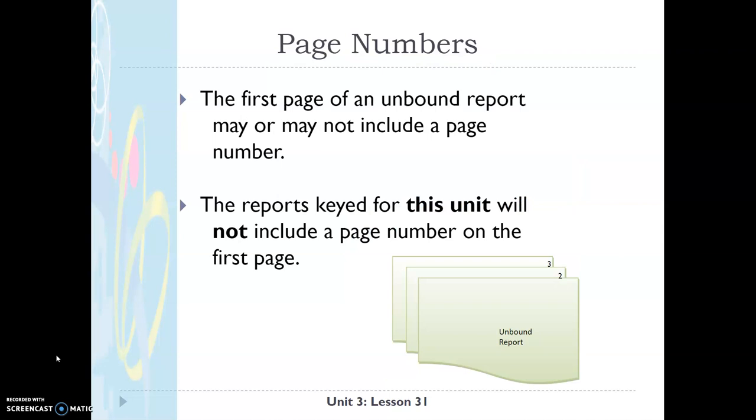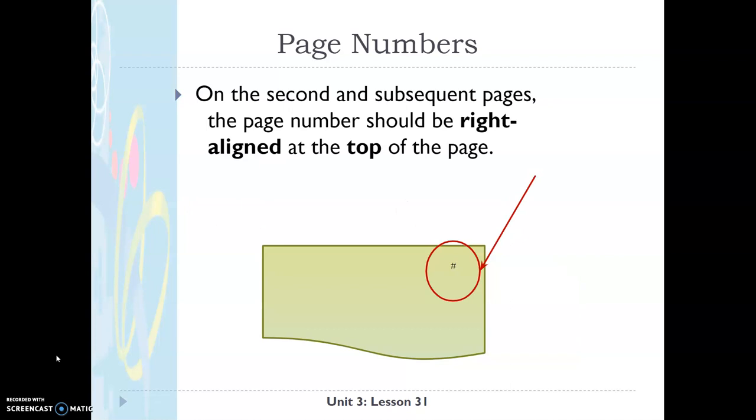Page numbers, as indicated, the first page of an Unbound report may or may not include a page number. More often than not, it does not. Reports keyed for this unit will not include a page number on the first page, and then on all following pages, it will be in the upper right-hand corner. So once you get to the second page and any pages that follow, we would insert page numbers at the upper right-hand corner. What is key to remember here is that if we put a page number starting on page 2, it cannot start with page number 1. That page number on page 2 must be a 2 to indicate it's the second page of the report. Even though the first page does not have a number on it, we still have to consider it the first page of the report.